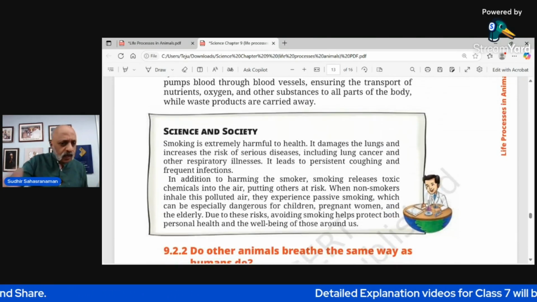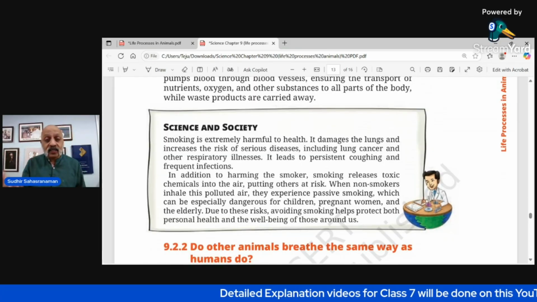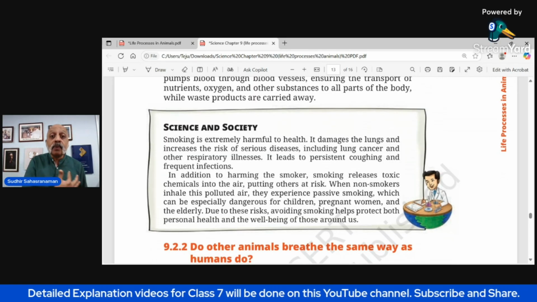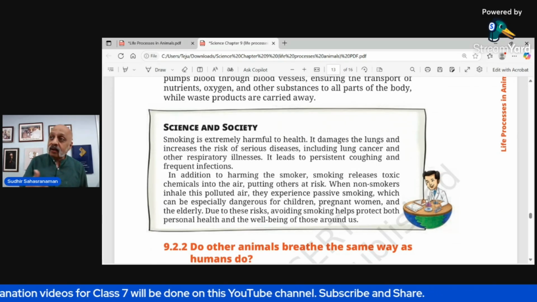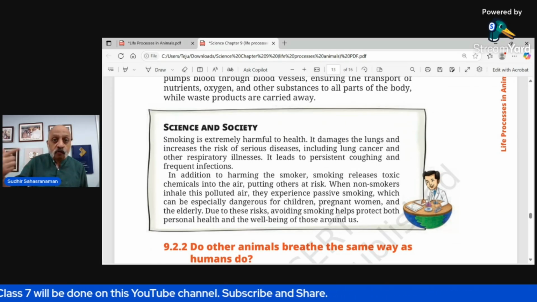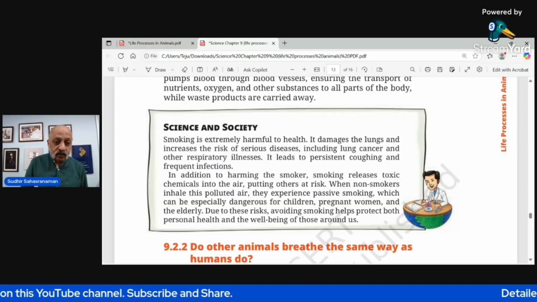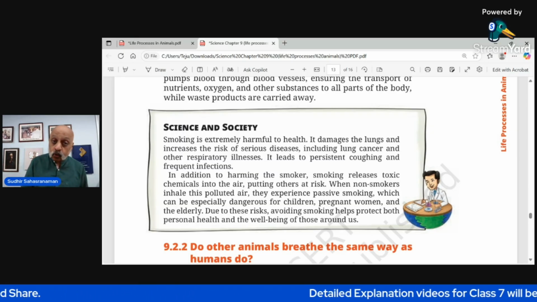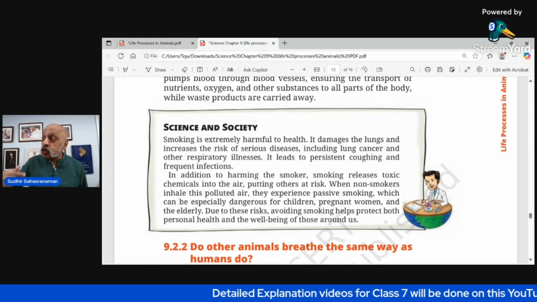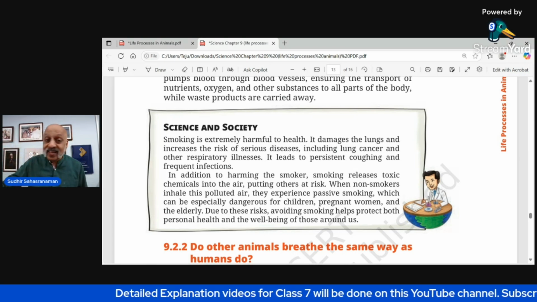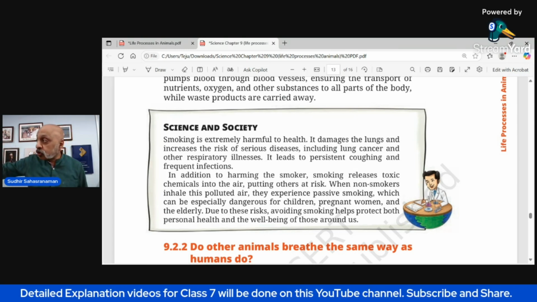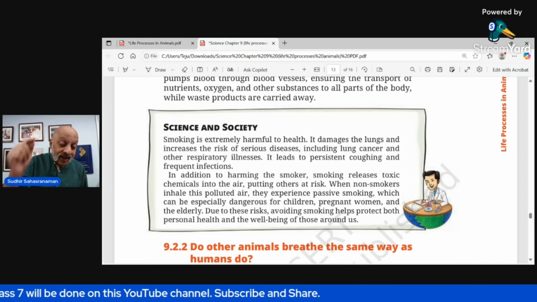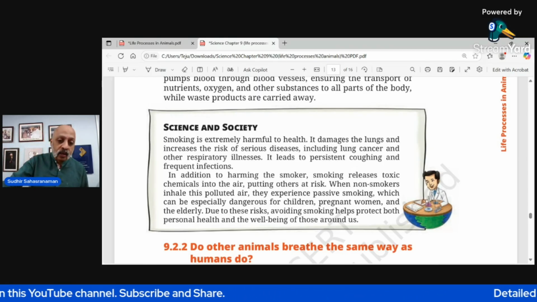Now, smoking, all of you need to know that's a bad habit. You should never ever pick up, right? Because it completely damages your lungs and increases the risk of cancer and other kind of diseases. You cough, you get other kind of respiratory illnesses, you are more prone to infections. You're also putting others at risk, because when you exhale that smoke air, you're actually putting the non-smoker also at risk. So that is something which you should never ever think of doing in your life.